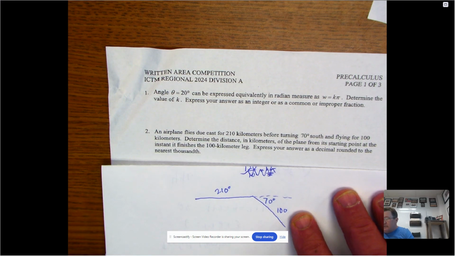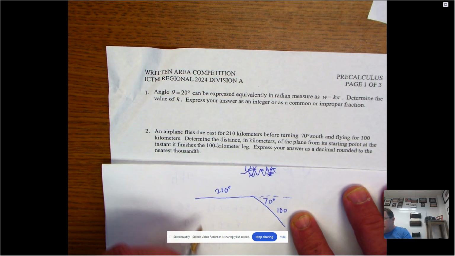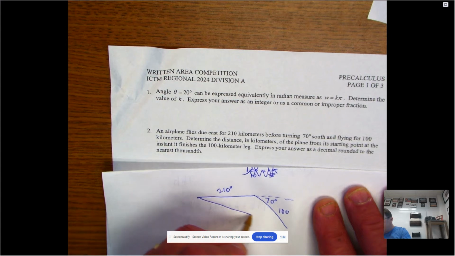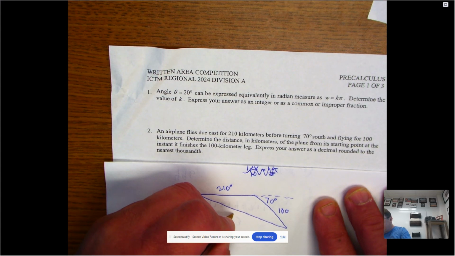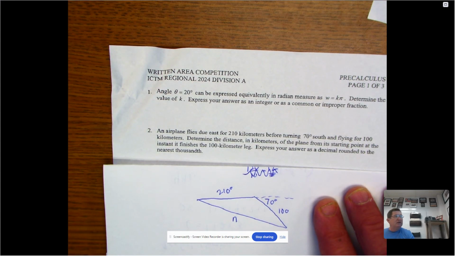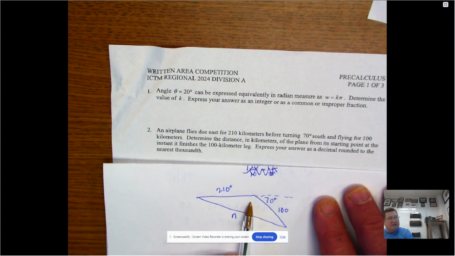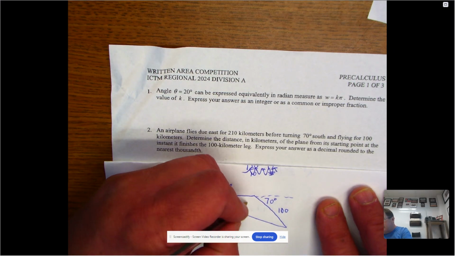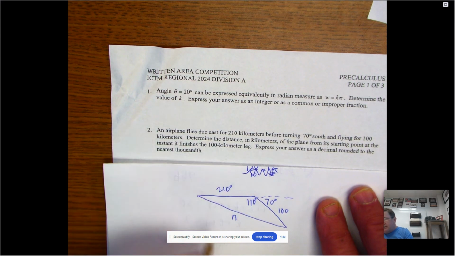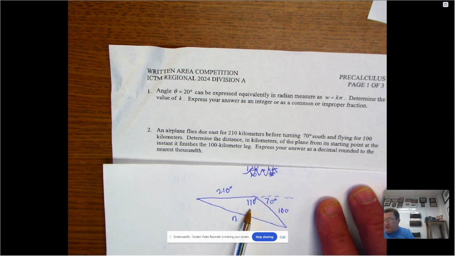And now it wants to determine the distance in kilometers of the plane from its starting point at the instant it finishes that 100 kilometers. And so it wants this distance right here. Maybe we'll call it N. All right, so this angle is 70 degrees. That would mean that the angle inside the triangle is 110 degrees. And so now we have a triangle where we have the angle and its 2 adjacent sides, so we have a side-angle-side situation.